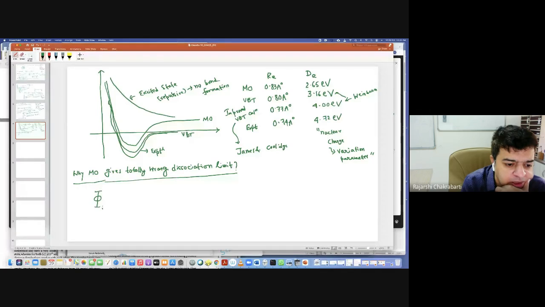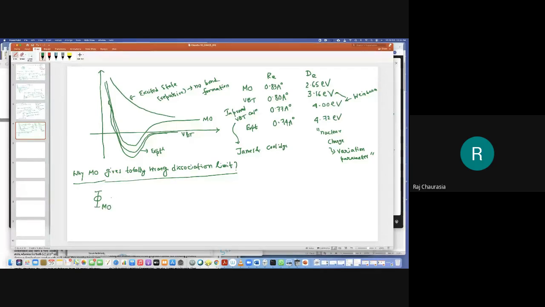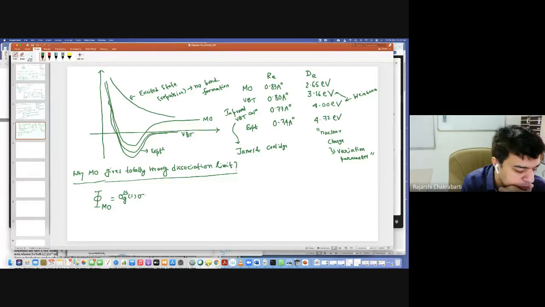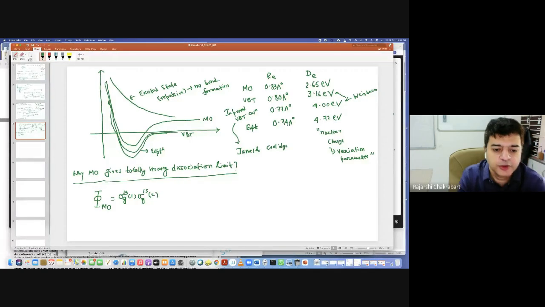Because according to it, it is assumed to be totally covalent. I think, sir, this may be the reason. Yes, totally covalent. Or the other way. So let us see.